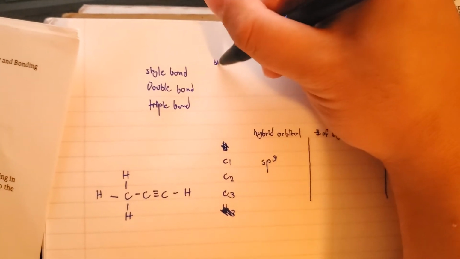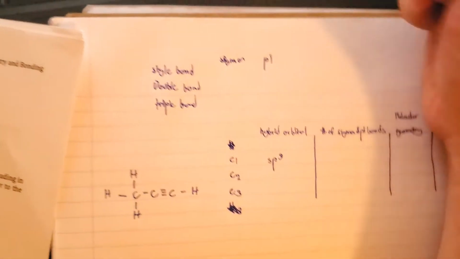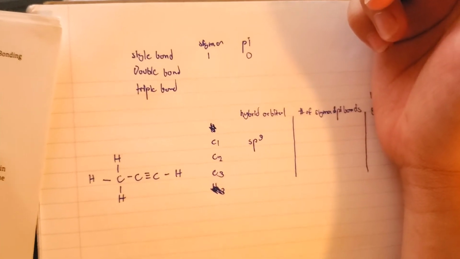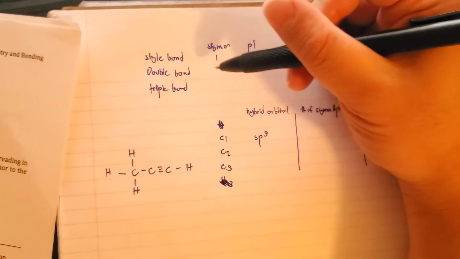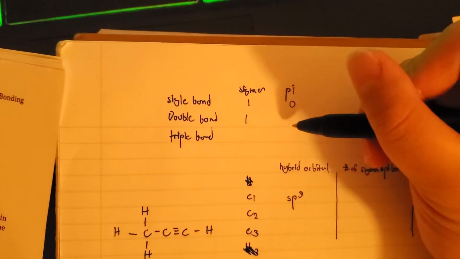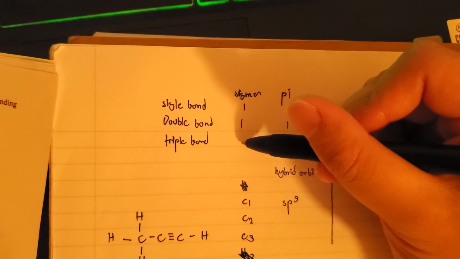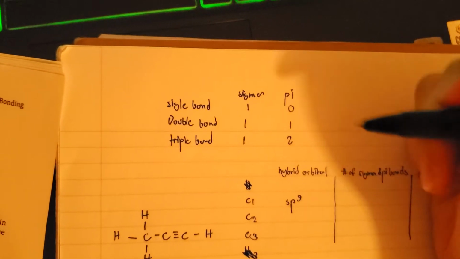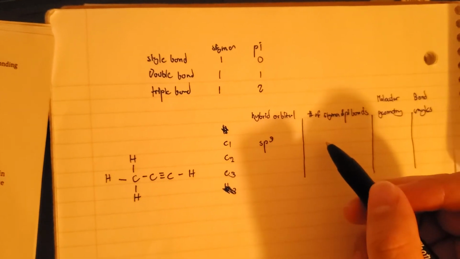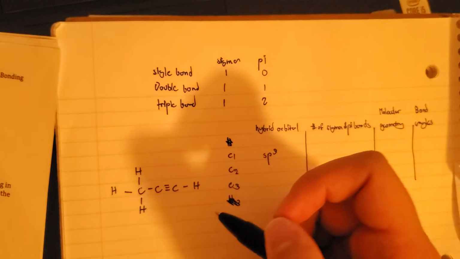Let's just write it down. For every single bond there is one sigma and zero pi bonds. For a double bond, it's one sigma and one pi bond, and for a triple bond it's one sigma and two pi bonds. You can see only the pi bonds increase for every added bond in the structure.